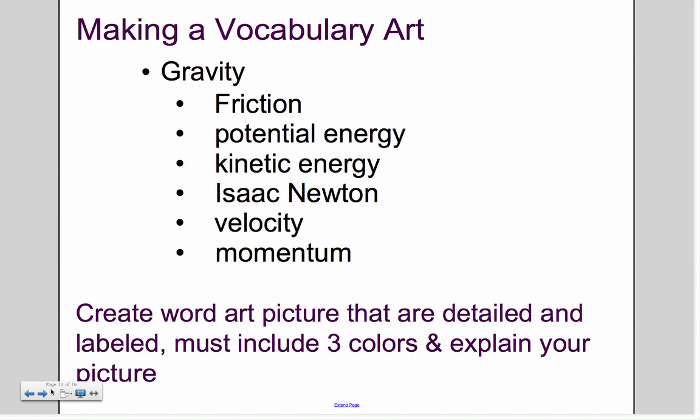So your vocabulary for this week is going to be to create a vocabulary word art for one of these words. You'll need to include labels. It has to be detailed, like you can't just write gravity and then something moving, or friction and writing going left, going right, 2 little arrows. It has to have, as the instructions say, detailed pictures. It must have labels on it in 3 colors, and you have to explain it. So at least 2 sentences that explain your picture.